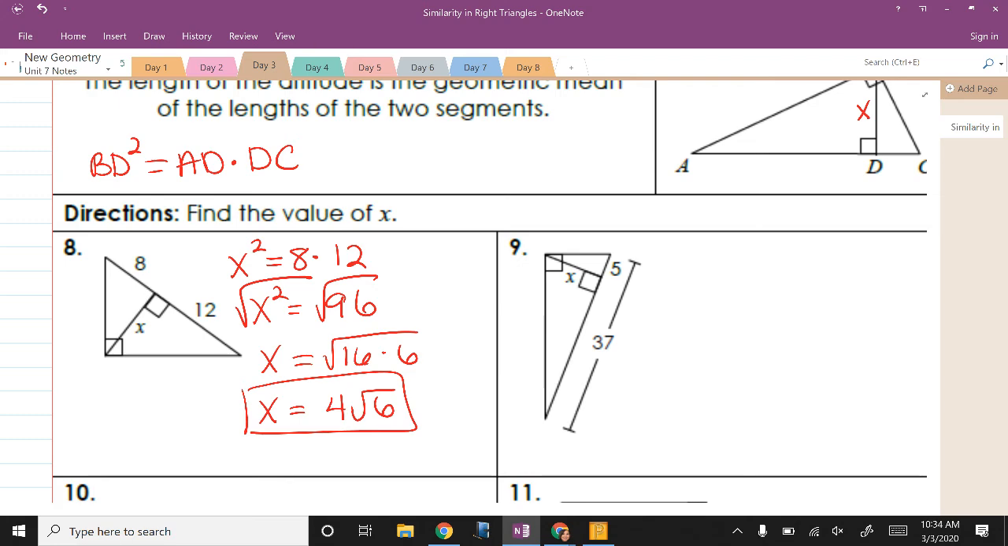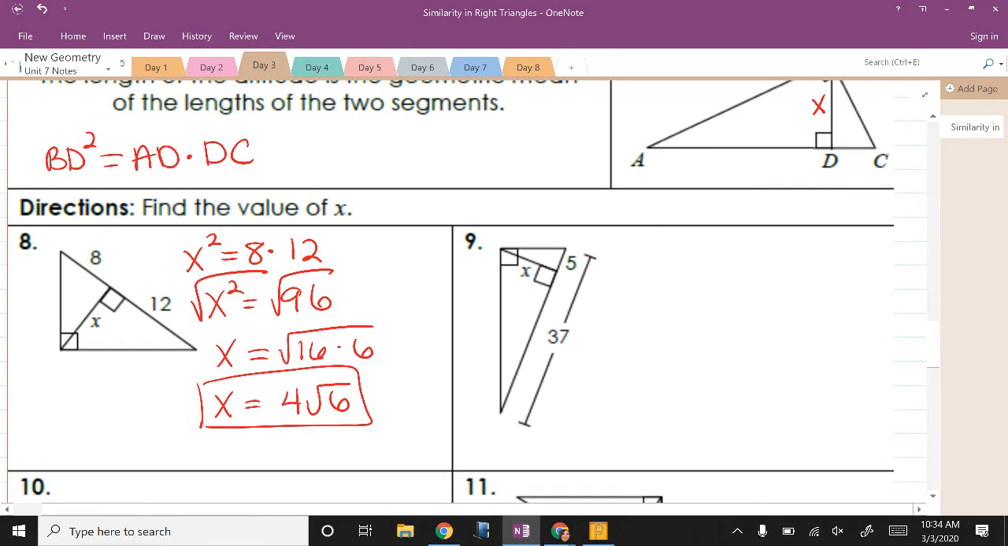Okay? Now number 9's a little different. How is number 9 a little different? Yeah, it doesn't give you this length, but it gives you the length of that whole hypotenuse. Right? So how do I get the length from just here to here? Subtract 5. Yeah, 37 minus 5. So some of them you might have to do a little bit of arithmetic to get the segments that you're supposed to get. So you're splitting the hypotenuse with the altitude. Does that make sense? Okay.